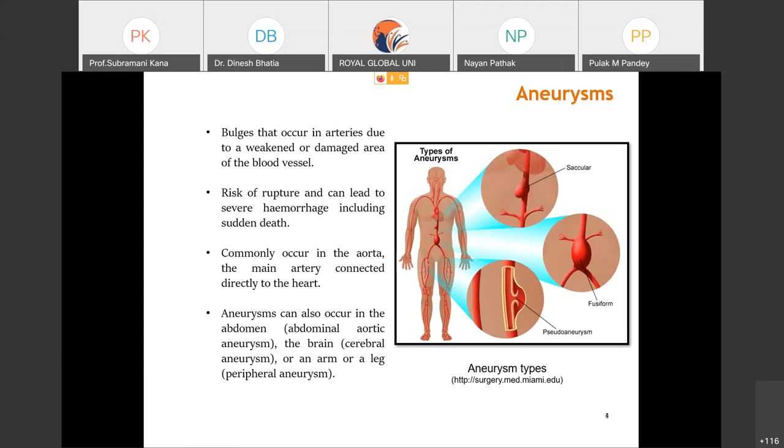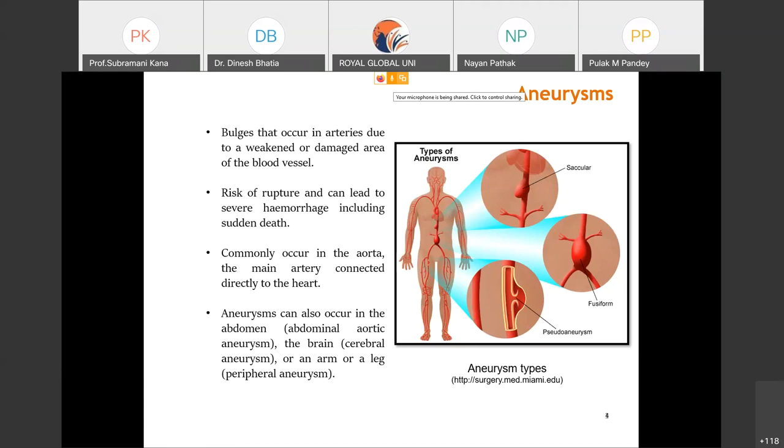Okay, but why do we need to go for minimally invasive treatment? Because sometimes the blood vessels where that aneurysm is happening will not be accessible from open surgery. So that is why most of the time they go for minimally invasive surgery. Okay. And these are bulges that occur in the arteries due to a weak blood vessel, which is weakened at that particular place. Rupture, as I already said, will cause hemorrhage, and due to that there will be death.